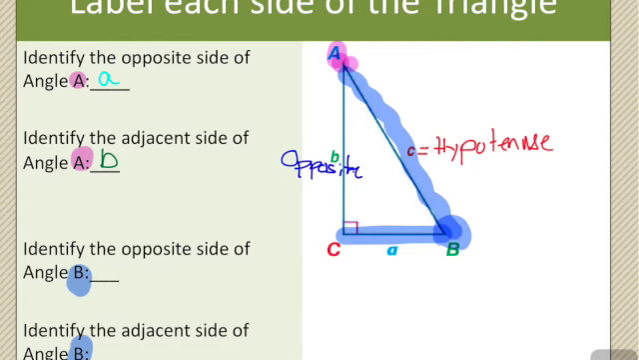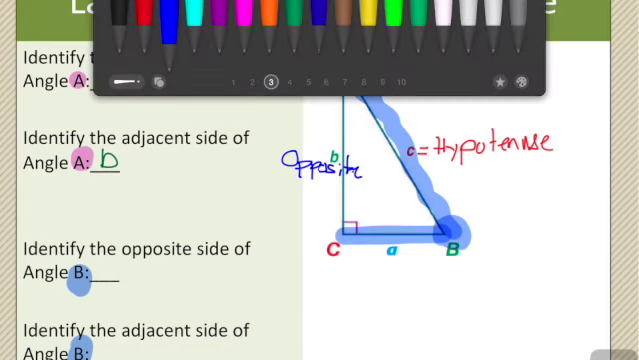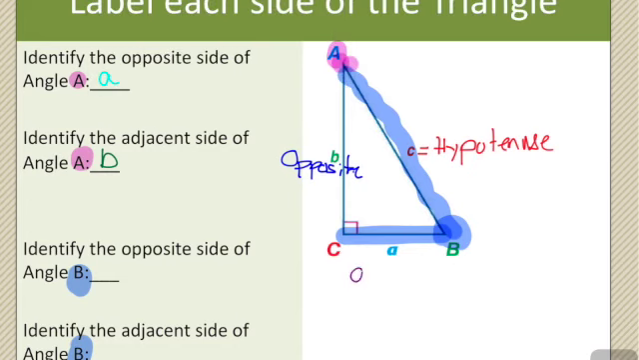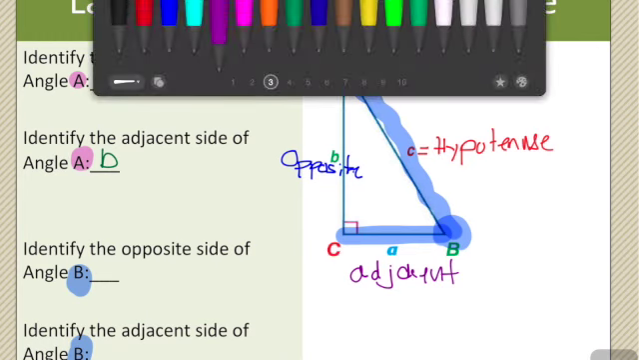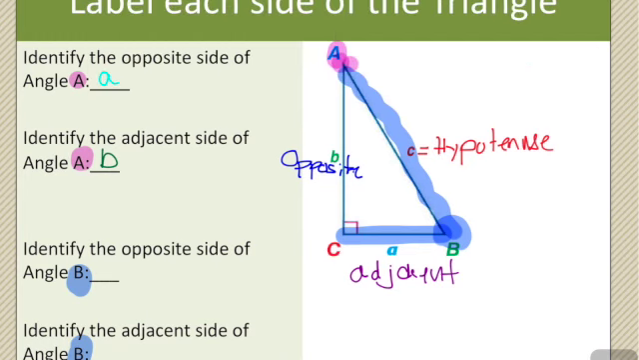And since we know the hypotenuse is C, that means the adjacent side has to be the leftover side. So this has to be the adjacent side. So identify the opposite side of angle B: this is going to be side B. And identify the adjacent side of angle B: then it's going to be side A.